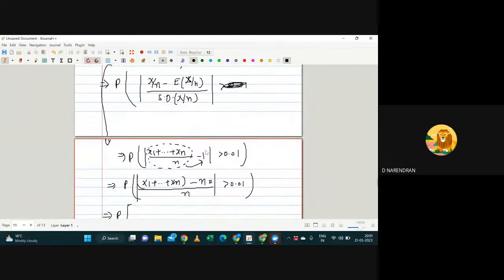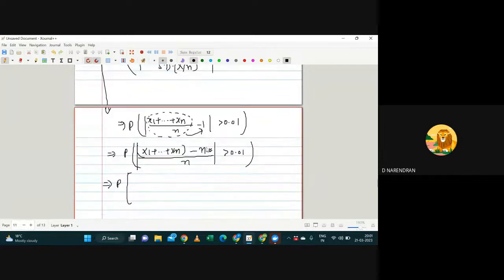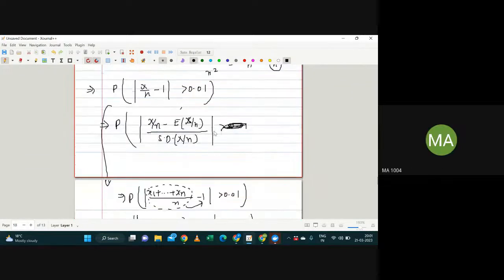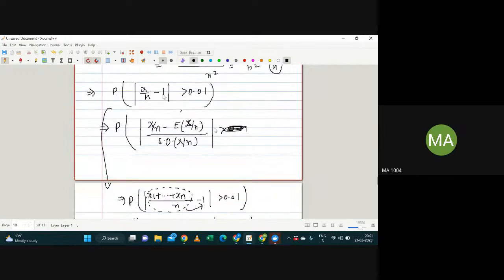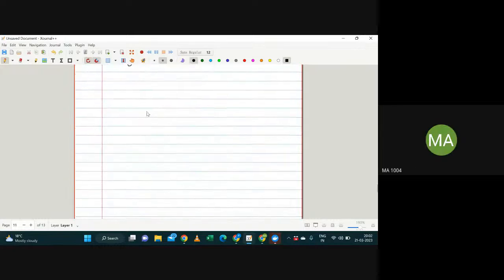That is x by n, which is given in the question. X by n is given in the question, so it's x by n minus 1. So it's x1 plus so on up to xn, sigma. See, this is x by n minus 1.